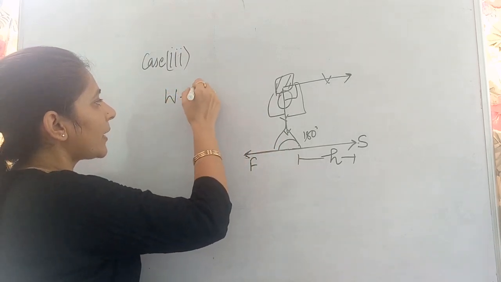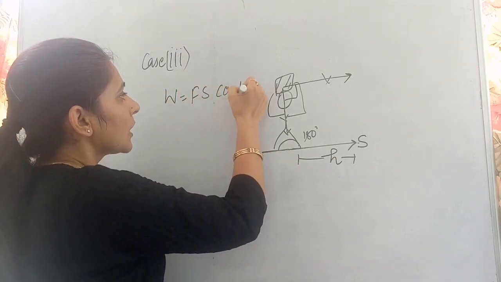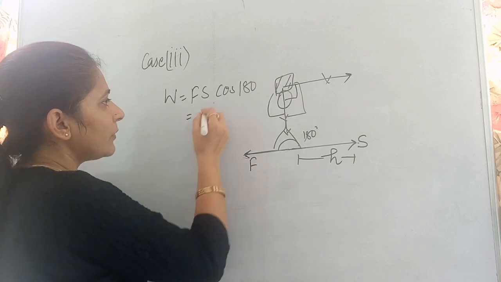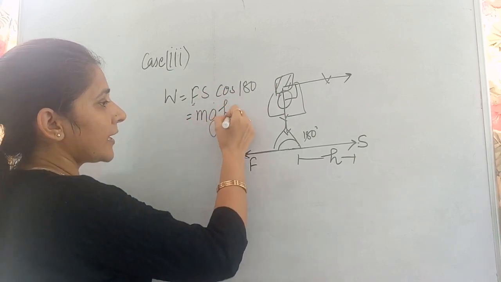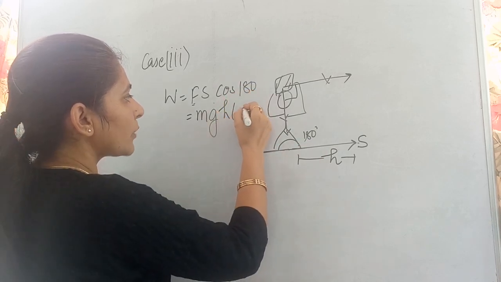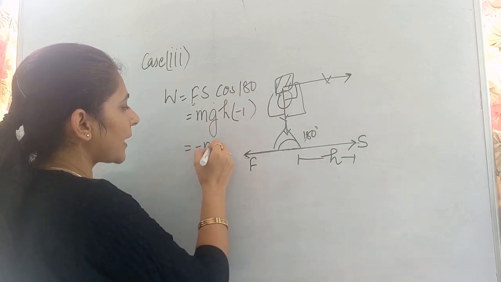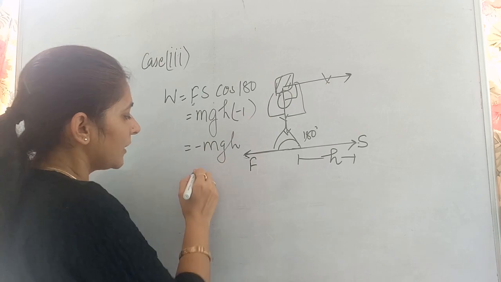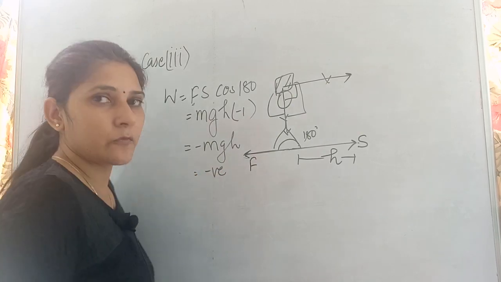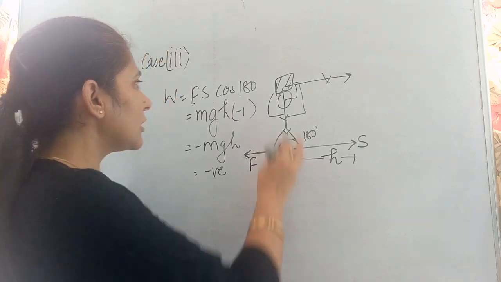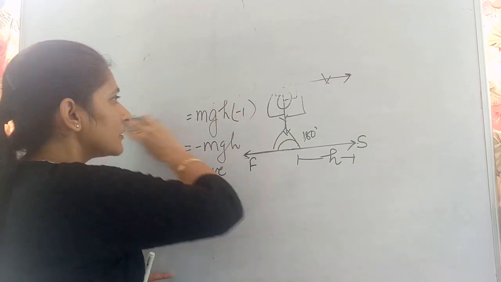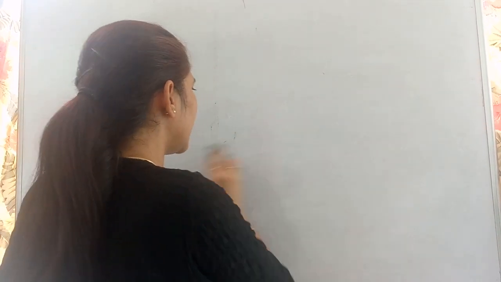Work done will be given by Fs cos 180. What is F? You can write m into g as usual. S is h, the displacement. Cos 180 is minus 1. So that becomes minus mgh, which means work done is negative. Now let us recapitulate all the main points we have learned till now regarding these three cases.